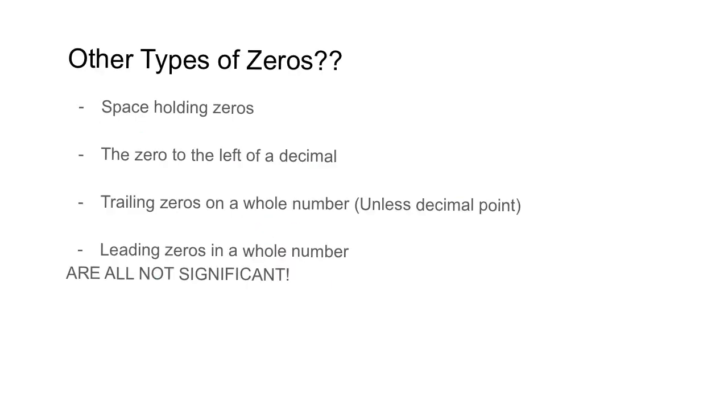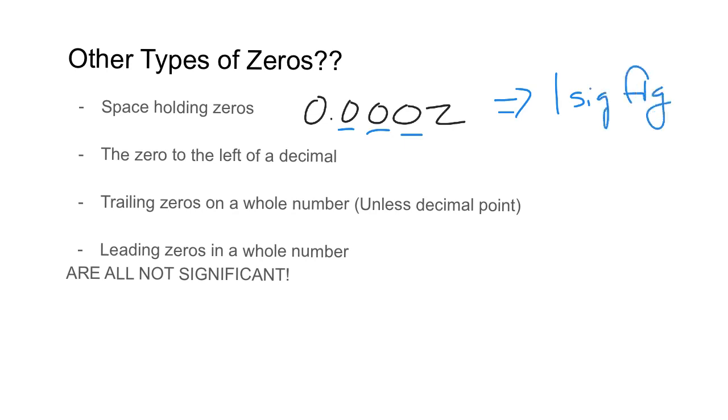Now, if we're looking at other types of zeros, what types of zeros are not significant? Because remember, all non-zero digits are significant. So now we just got to talk about the zeros. If we have space holding zeros, so if I have a number like 0.0002, these zeros are holding space between our non-zero number and the decimal place. Now they are in the decimal portion of the value, but they're just holding space here, so these are not significant. So this number here would have 1 sig fig, 1 significant figure.